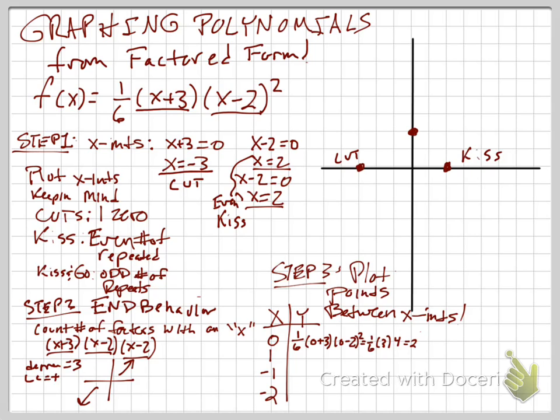Let's plug in negative 1. To me, that seems like the next thing I'd like to do. If I plug in negative 1, it's going to be 1/6, and then negative 1 plus 3, and then I got negative 1 minus 2 quantity squared. So that's going to be 1/6. Negative 1 plus 3 is just 2. And then negative 1 minus 2 is negative 3, but I got to square that. That's going to be positive 9. So it turns out to be 1/6 of 2 times 9, that's 18. A sixth of 18 is 3. So when I plug in negative 1, I get 3.